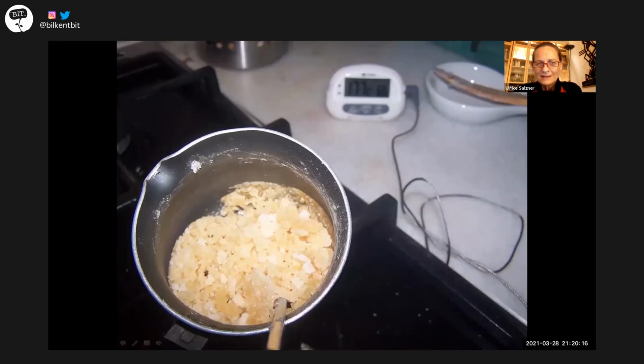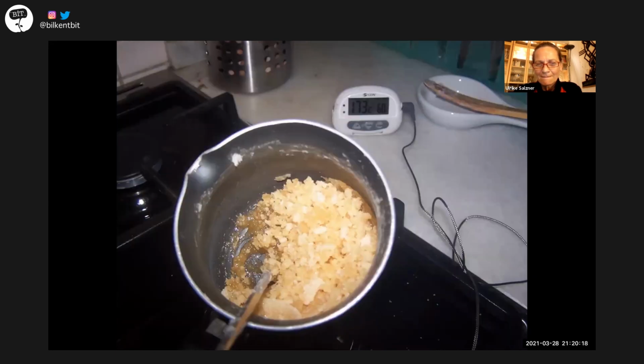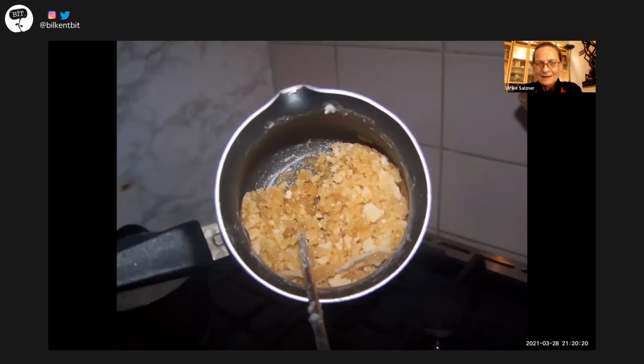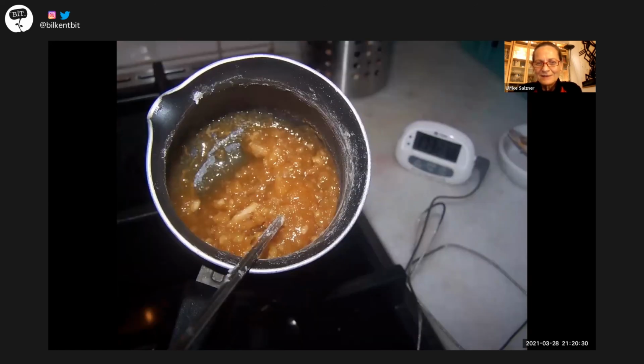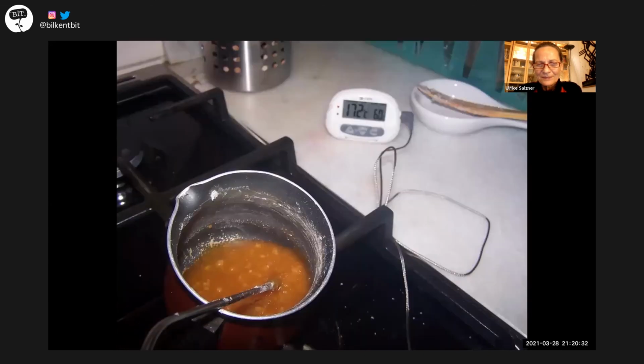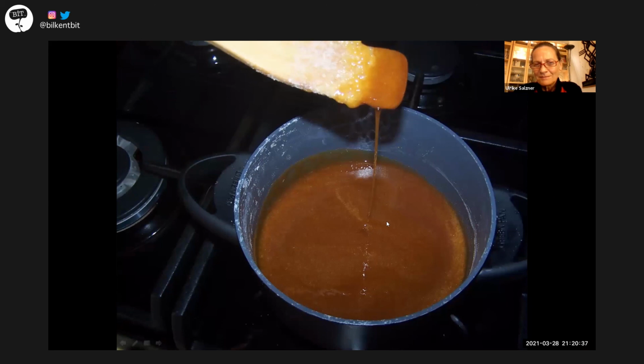Eventually it starts melting. It's very hot. One has to be careful. This is 170 degrees, much hotter than when you work with water. So it's really, really hot. And then finally we can melt this stuff. Here I have a nice melt here.